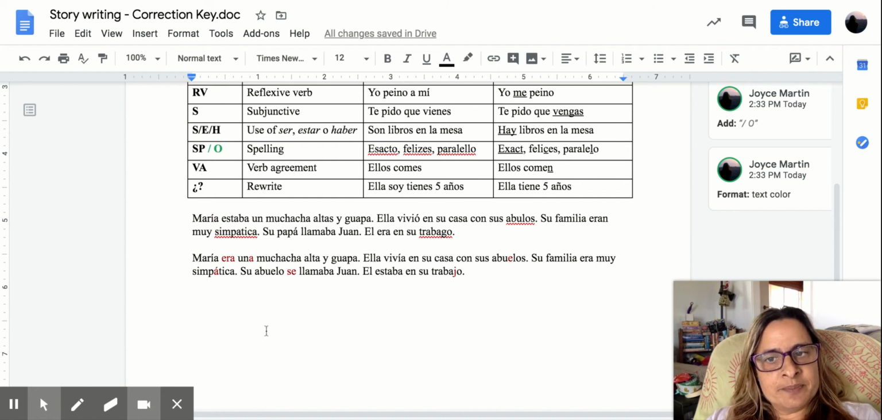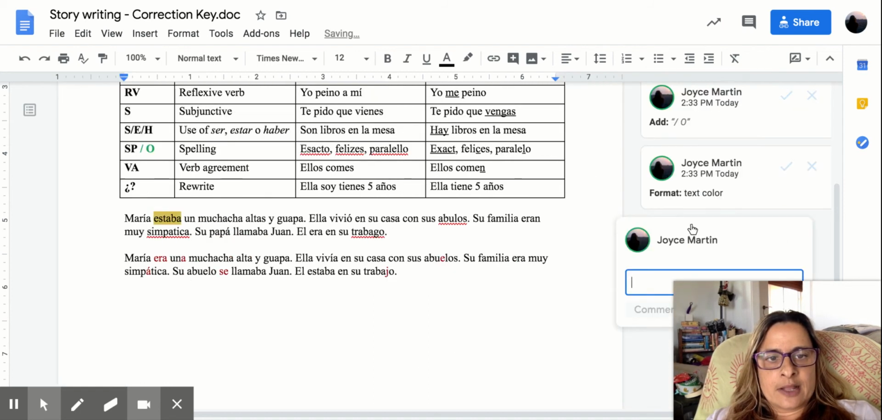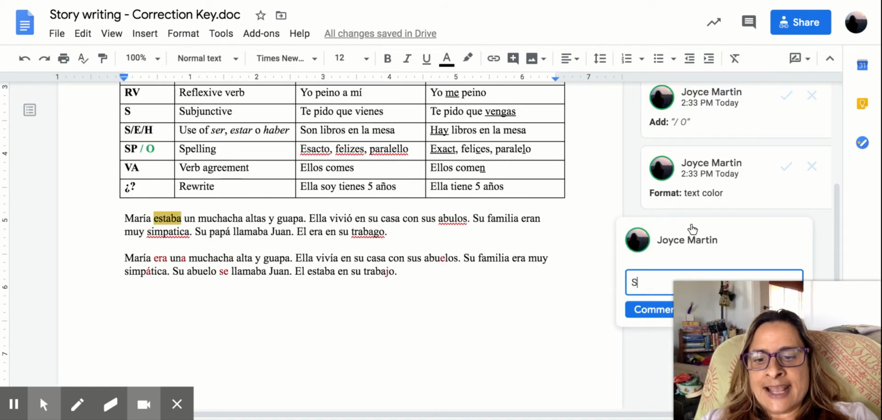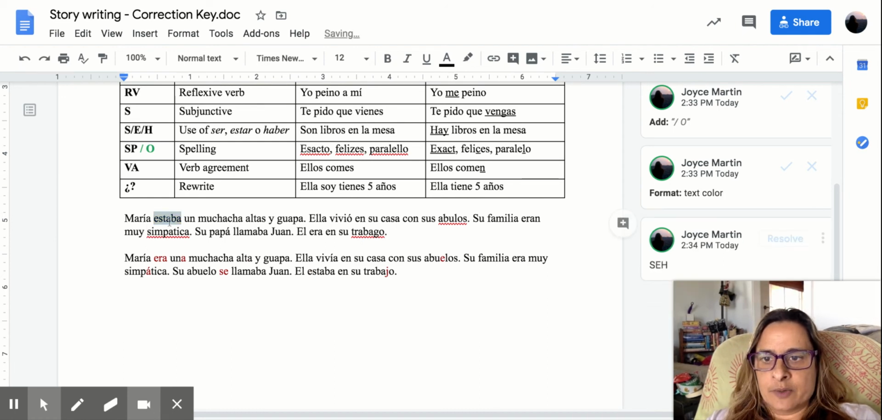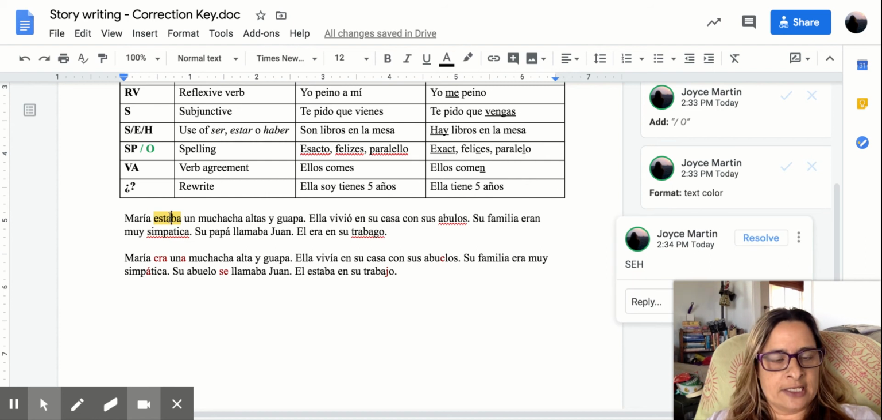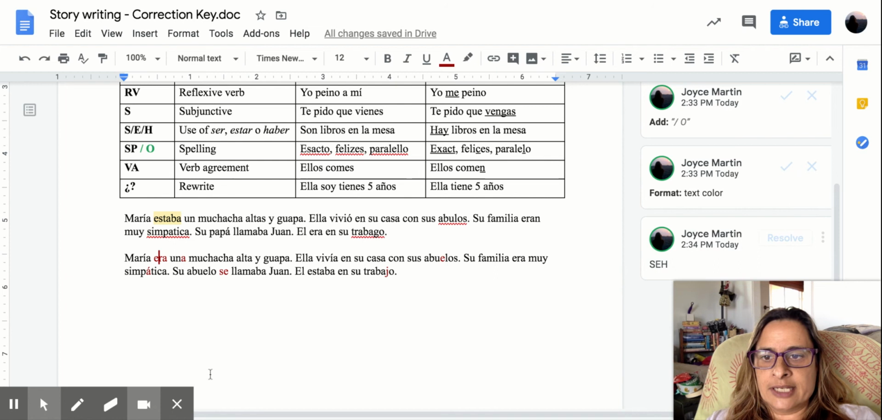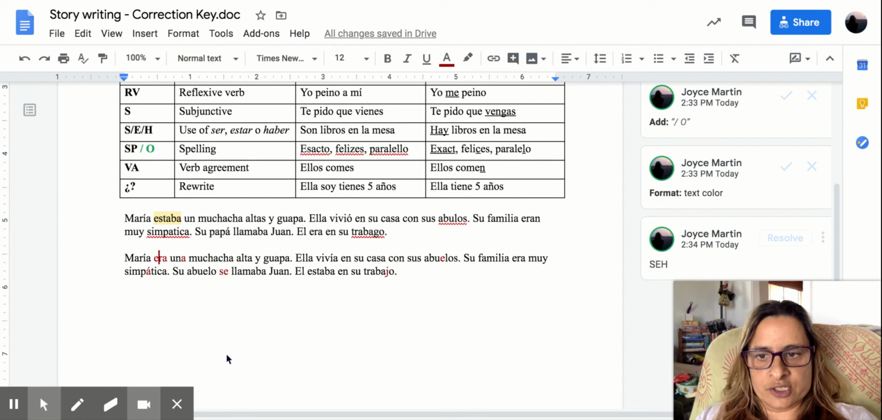It shouldn't be estaba, it should be era. So what I would do is I would come over here, I would click on the comment, and this is a ser, estar, and haber issue. And I would put ser, estar, and haber. I would click on comment, and you would now know that there's a problem there that's tied into ser, estar, and haber. If you look down here at my correction, you needed to have era instead of estaba because we are describing one human being and their own personal characteristics.